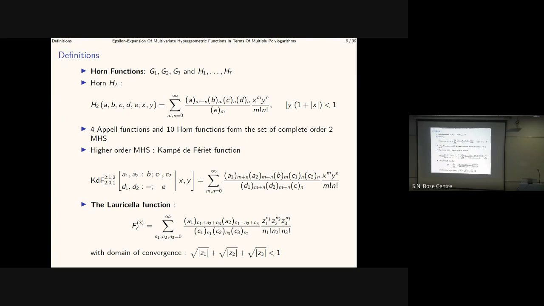I have taken this because this will come in the later slide. And the Lauricella function, that is 3 variable, is defined in this way. Note that this is the function in which the sunset is expressed in this slide.